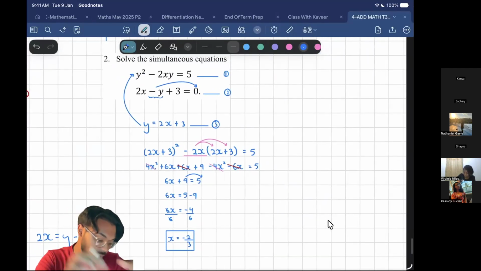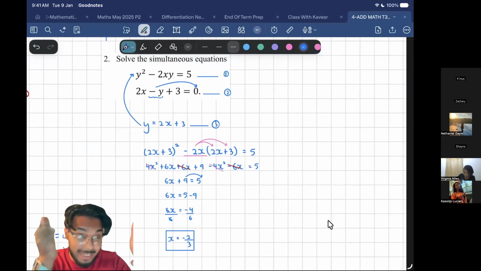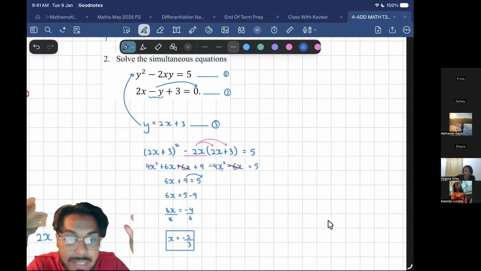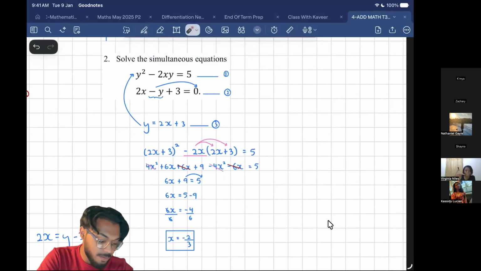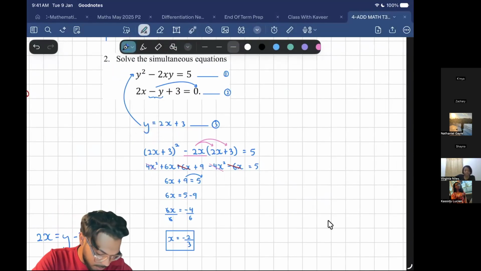All right, now you have x. Tell me, which equation tells us what y is? Like, which equation is telling us what y is in our face? Equation 3 literally tells us what y is equal to in terms of x. Yes, so I'll replace x with what? Minus 2/3.